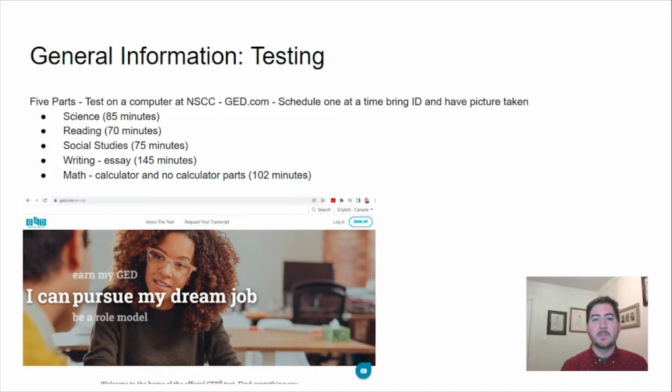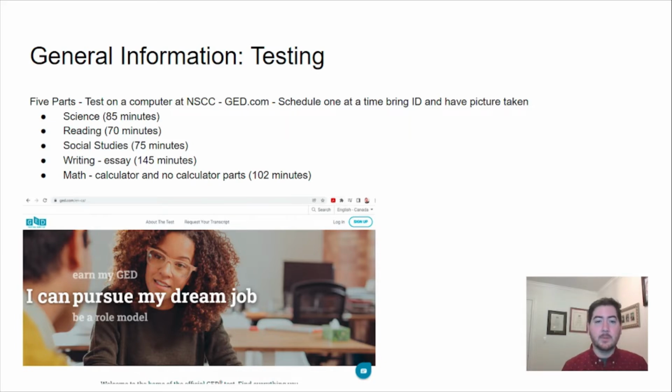If you're in Nova Scotia, you're going to be testing at NSCC. They're doing all the testing there. You're going to want to log on to GED.com. That's the website that I have just kind of below on the left hand side. Sign up, book the test, make sure you say on a computer, and then it'll tell you where your local testing center is. Make sure you only do one test at a time. I've had people try and do multiple tests in a day, and it's overwhelming for them.